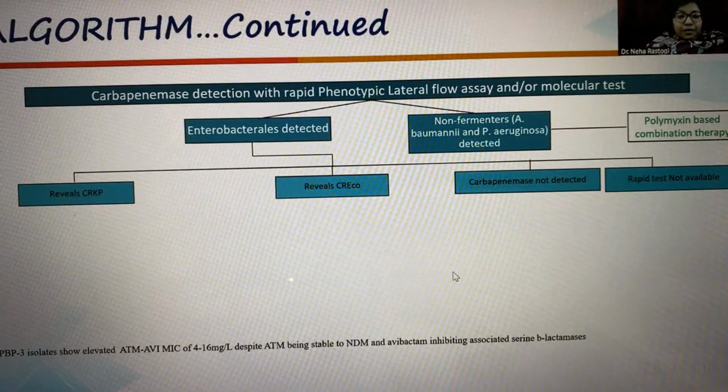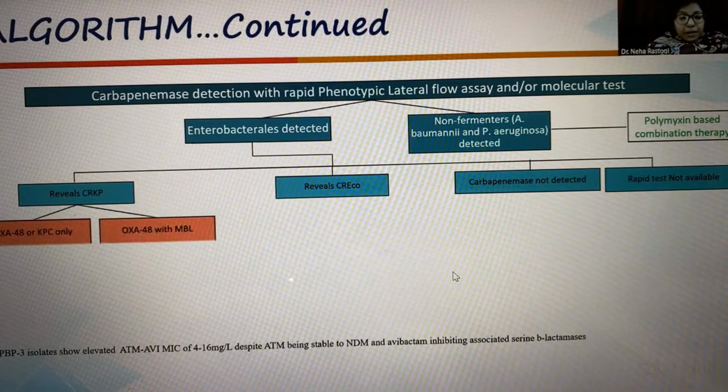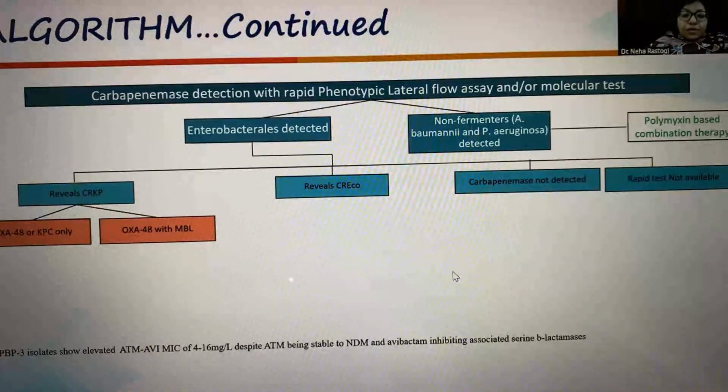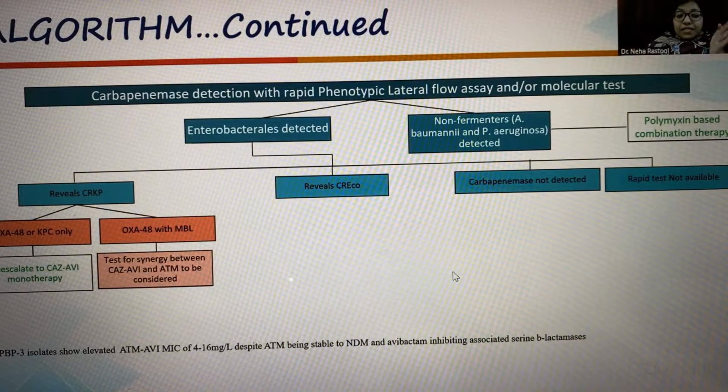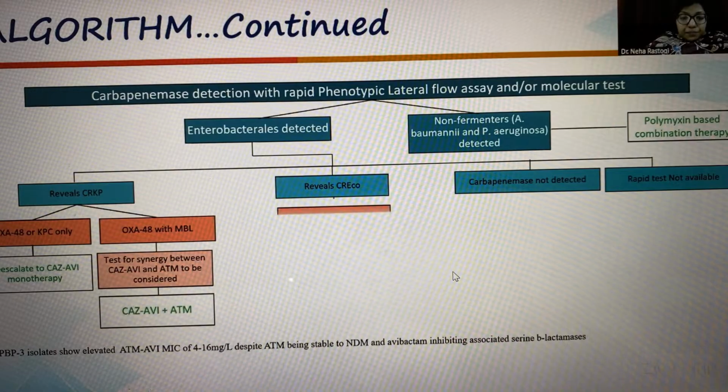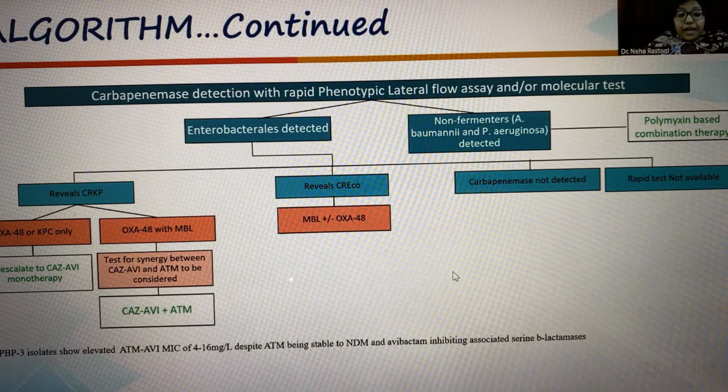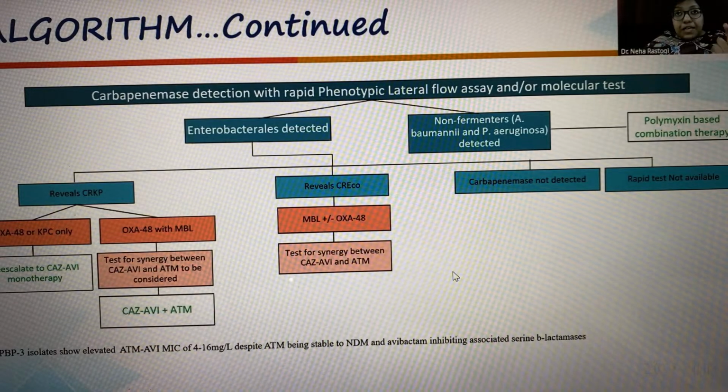But if you have Enterobacterales detected, like KP or E. coli, or carbapenemase is not detected or rapid testing is not available, then for the KP you have the option of de-escalation to monotherapy. If you have an MBL, test for synergy, or for aztreonam-avibactam, go with the MIC being detected. For CR E. coli, you have to look along with the PBP3 inserts, and most of the time how we can reflect it is to see the aztreonam-avibactam synergy or your synergy drug elution. You will see that if that is also resistant, the E.